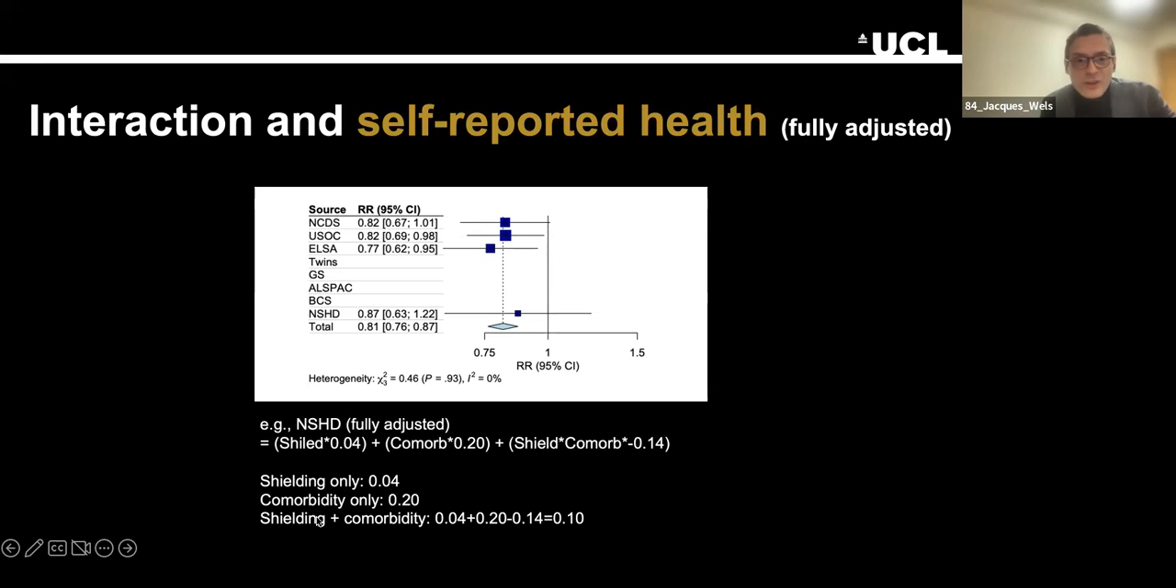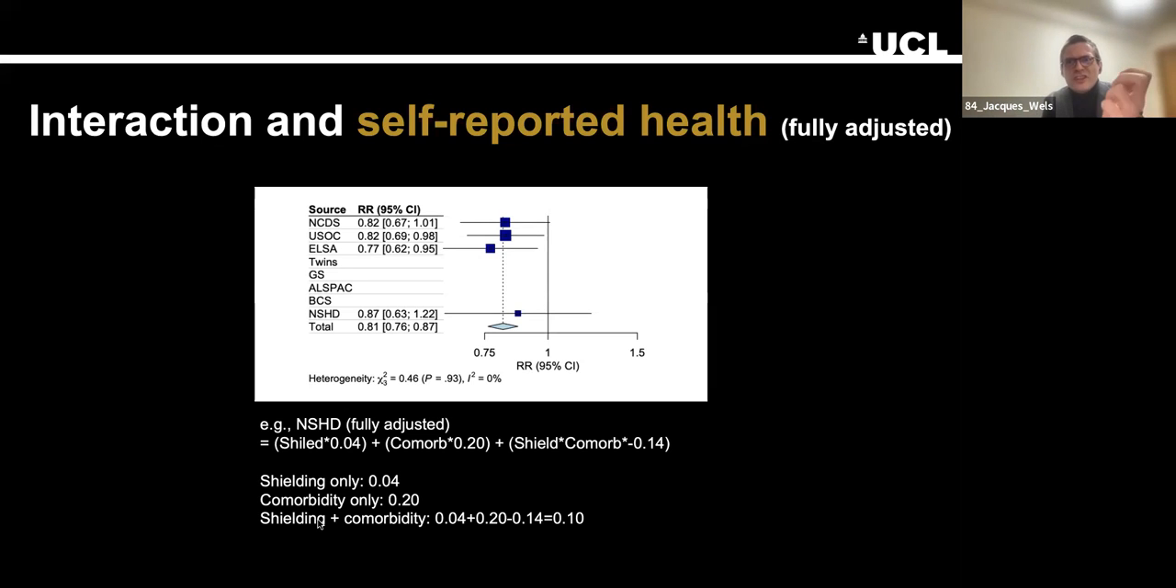And when we're looking at the interaction between shielding and comorbidity, then we have minus 0.14, which makes a total, if we add up the main effect and the interaction term, of 0.10. So there's a slight impact of shielding status, a very strong impact of comorbidity, and a medium impact of shielding and comorbidity together, which in a way confirms that it makes more sense to look at comorbidity than at shielding because of this reporting problem.